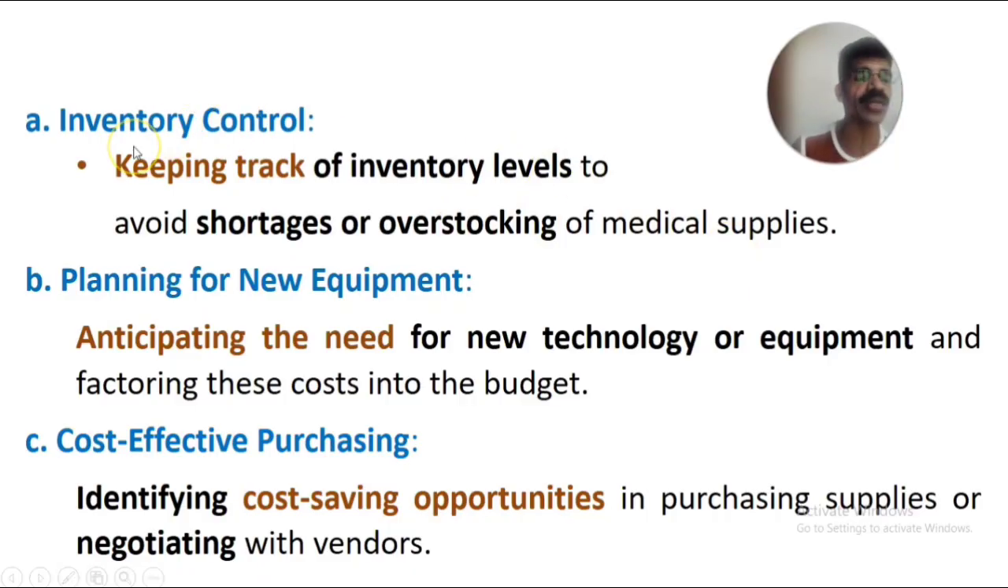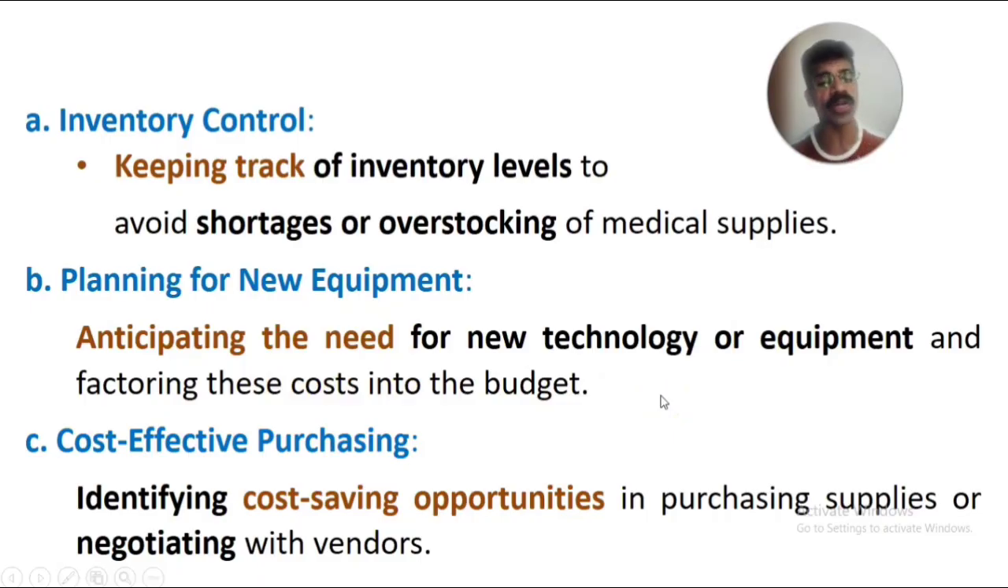So responsibility in relation to inventory control includes keeping track of and regularly monitoring or checking the inventory of the nursing department. That helps to avoid a shortage of the articles needed to render the nursing procedures, or overstocking of the medical supplies. Then the second one is planning for new equipment for the nursing department or the ward. Planning for new equipment includes anticipating the need for new technology, new supplies or new equipment and factoring this cost into the budget.